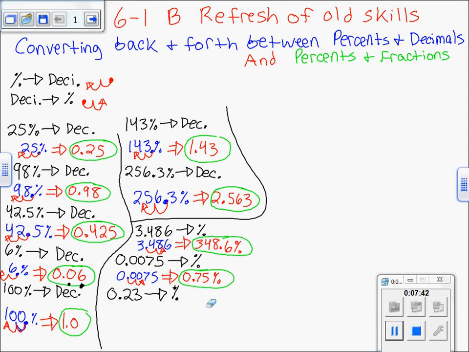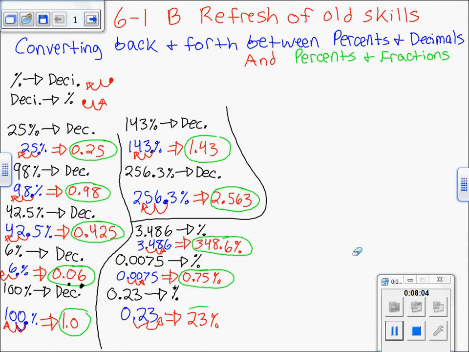So now go ahead and give this last one a shot if you haven't done so already. Move that decimal place 2 times to the right. 1, 2. All right, so if we move the decimal just twice, it ends up being after the 3. So that one's going to turn into 23%.